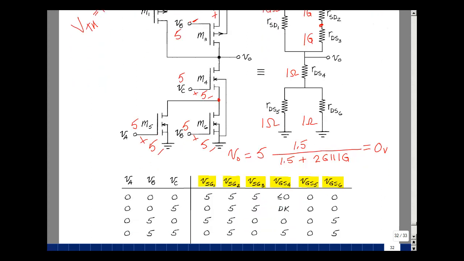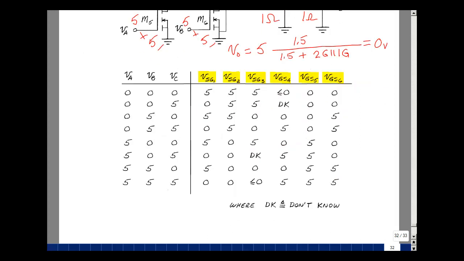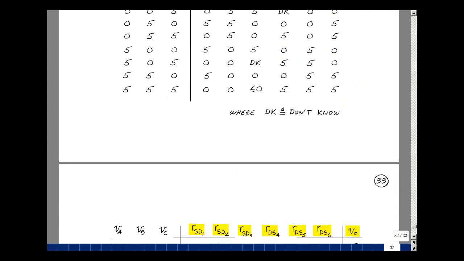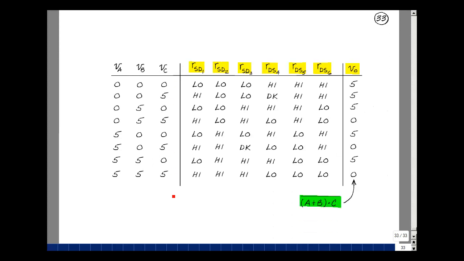What's shown below are the results we just did in finding the source to gate and the gate to source voltages and all the combinations that we found for the 8 possible inputs, output voltages and high-low resistances. We found for these cases the output was 5, 5, 5, 0, 5, 5, 0, 5, 0.